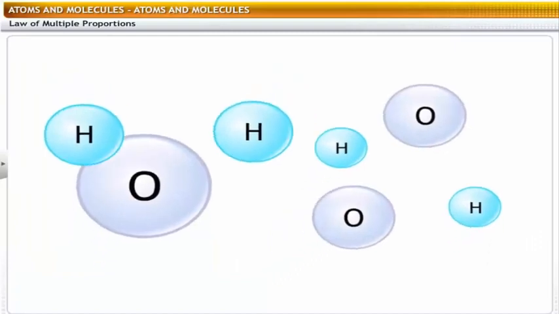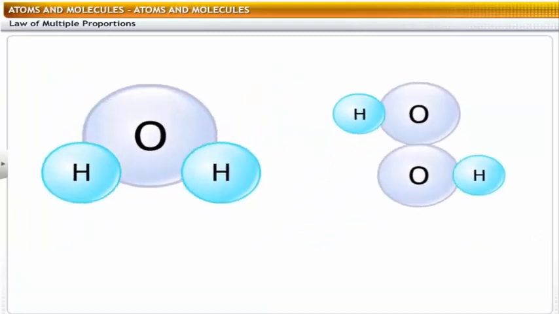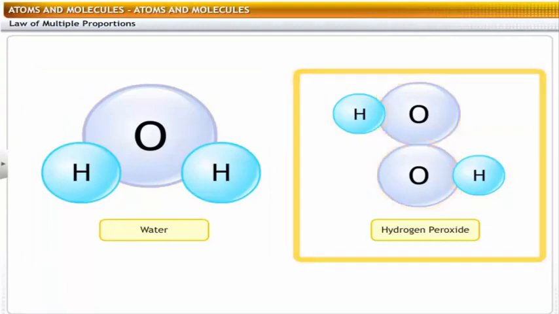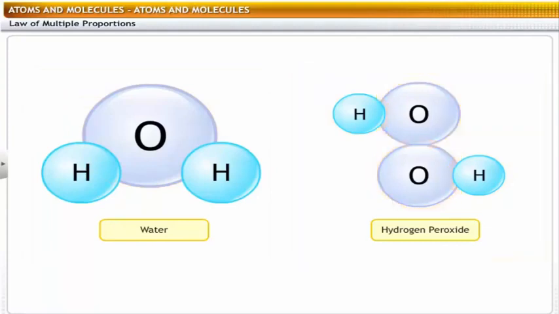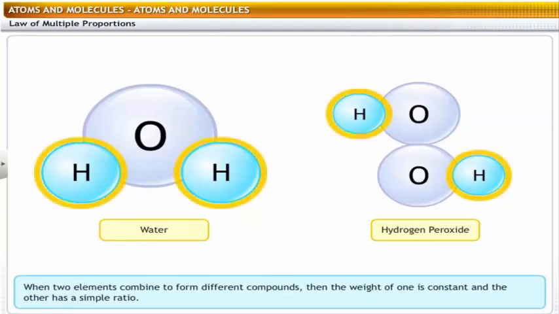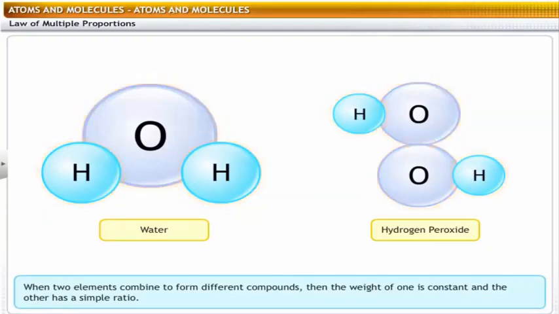Hydrogen and oxygen can combine in different proportions to form different compounds like water and hydrogen peroxide. 2 parts of hydrogen combine with 1 part of oxygen to form water, and 2 parts of hydrogen combine with 2 parts of oxygen to form hydrogen peroxide. This follows the law of multiple proportions. According to this law, when 2 elements combine to form 2 or more different compounds, then the weight of one of the elements is constant and the other has a simple ratio.